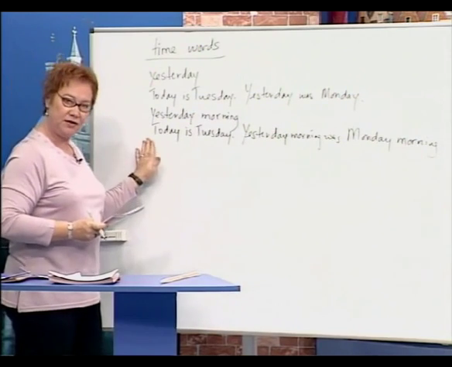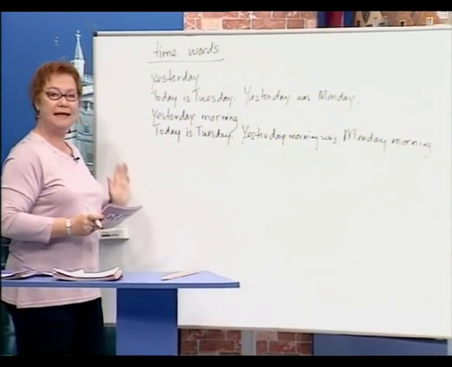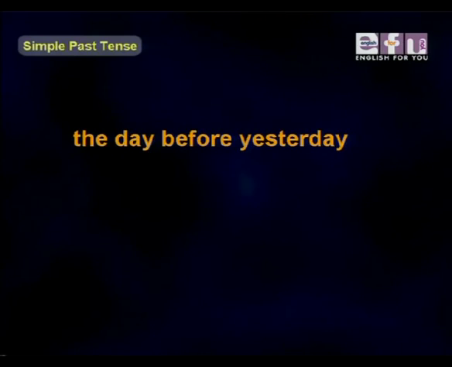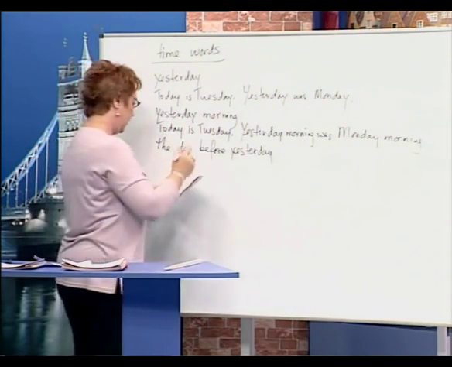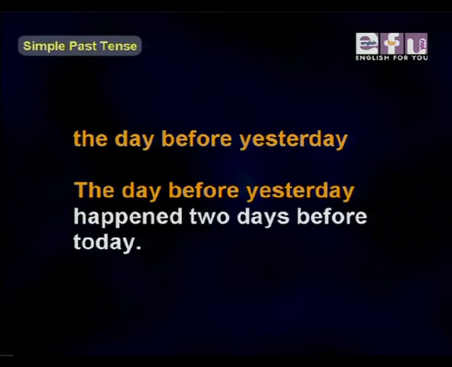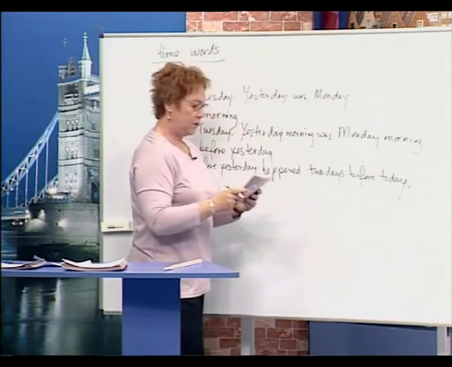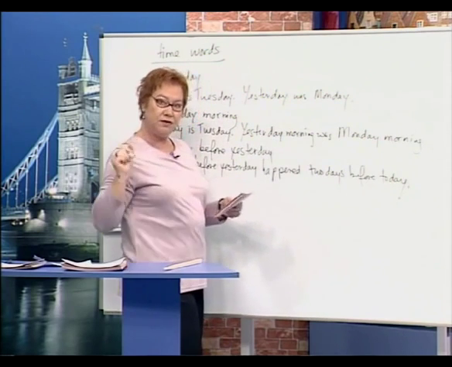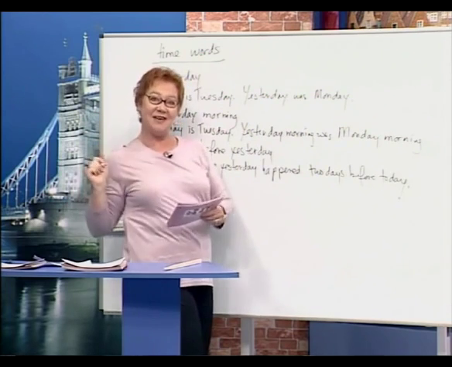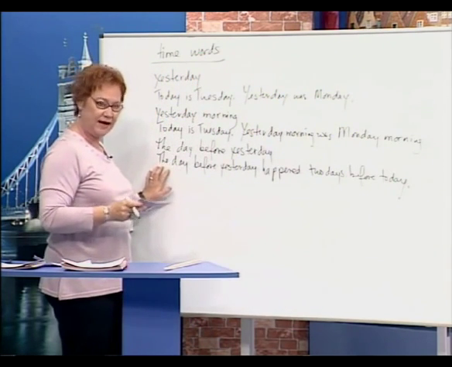Yesterday morning. Today is Tuesday. Yesterday morning was Monday morning. Now we get the day before yesterday. The day before yesterday happened 2 days before today. So, for example, Monday, Sunday, Saturday. So Saturday is the day before yesterday.